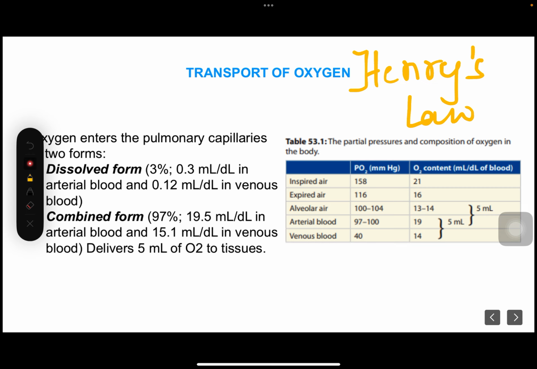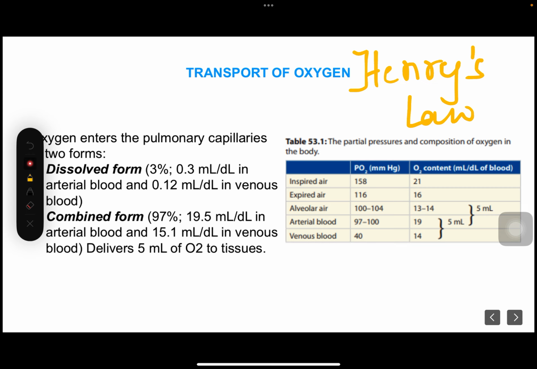So the partial pressure and composition of oxygen in the body, whatever is mentioned in this table, we had already discussed in the previous class. Now 1 gram of hemoglobin has an oxygen carrying capacity of about 1.34 ml. It means 1 gram of hemoglobin can carry 1.34 ml of oxygen. This is the oxygen carrying capacity of hemoglobin.